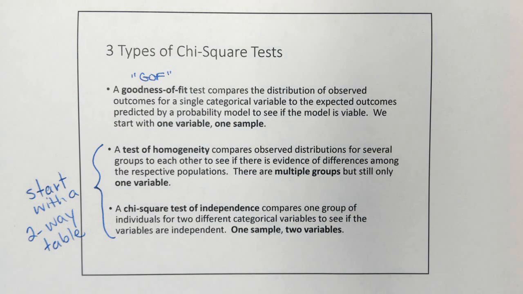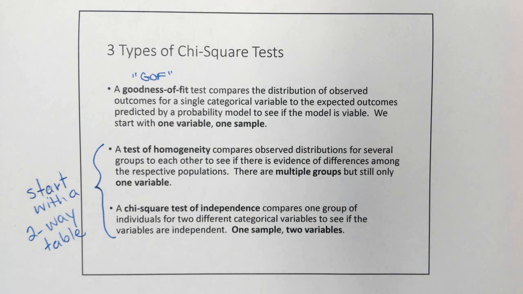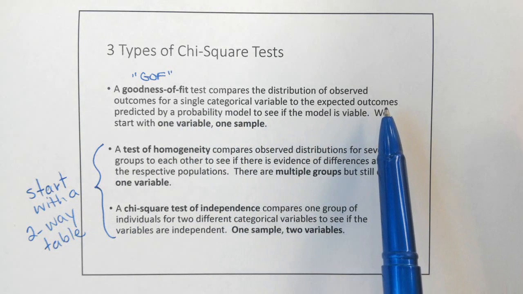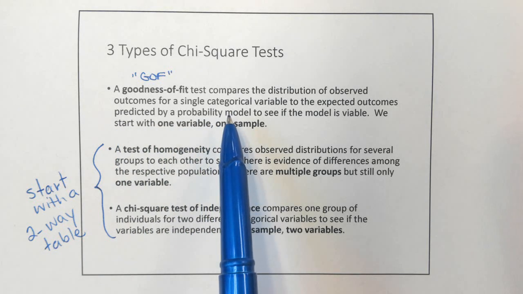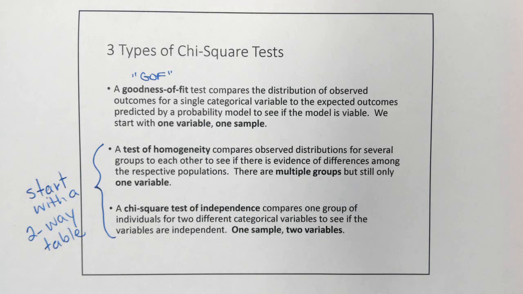The goodness of fit test compares the distribution of observed outcomes, so an observed list, for a single categorical variable like color, could be eye color, could be M&M color, it could be a region that certain animals live in, could be the type of bone structure that certain creatures have, which is why you would see that in biology, to the expected outcomes predicted by a probability model. So we're going to take observed outcomes and compare them to expected outcomes. Just like we did before, you're just going to have more than 2 of them now.